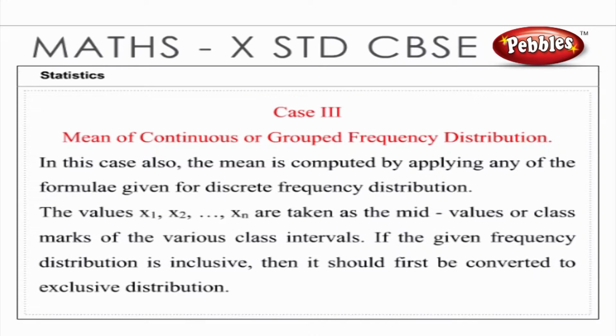Case 3. Mean of continuous or grouped frequency distribution. In this case also, the mean is computed by applying any of the formulae given for discrete frequency distribution. The values x1, x2 up to xn are taken as the mid-values or class marks of the various class intervals. If the given frequency distribution is inclusive, then it should first be converted to exclusive distribution.